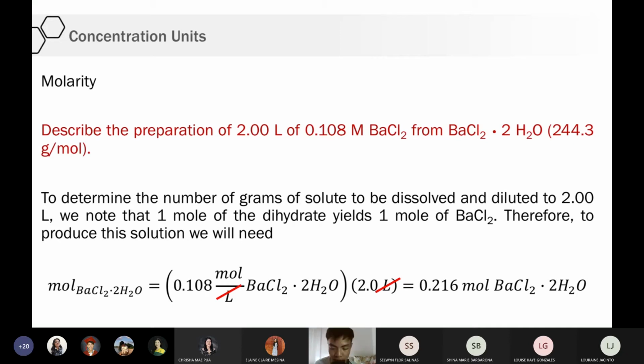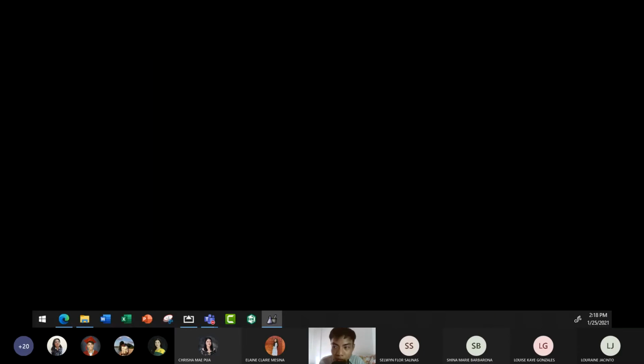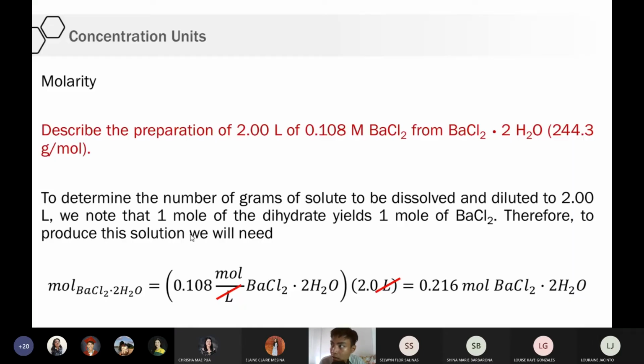Okay, so we describe the preparation of 2 liters of 0.108 molar of barium chloride from barium chloride dihydrate. Okay? Ibig sabihin yan, our solute is barium chloride dihydrate. Tapos, from this molecule, kukuha tayo ng barium chloride.